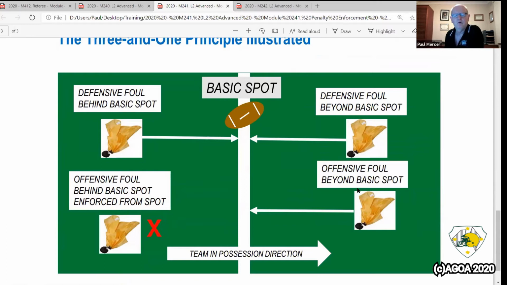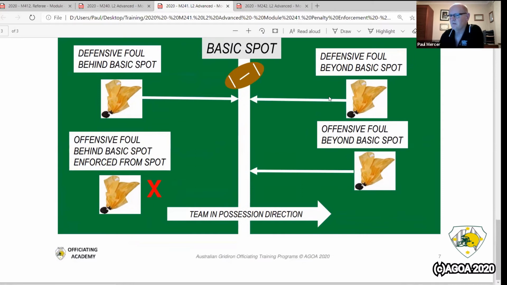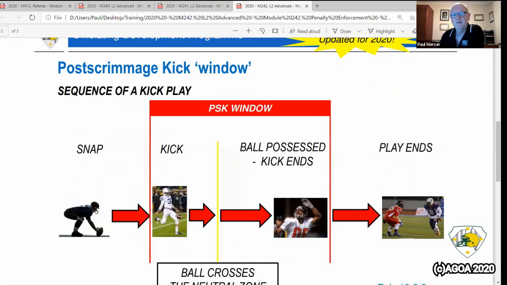You figure out who's fouled and where they've fouled in relation to the basic spot, because once we understand where the foul occurs in relation to the basic spot, we can then establish where the enforcement spot is going to be. Except for the post-scrimmage kick, where the exception becomes post-scrimmage kick enforcement. Now again, another nice little diagram to visually illustrate it, put together by Miles.